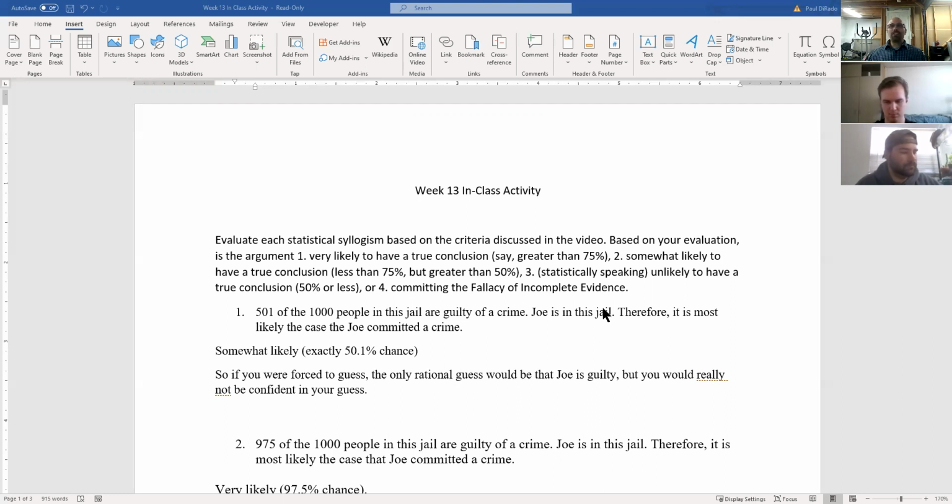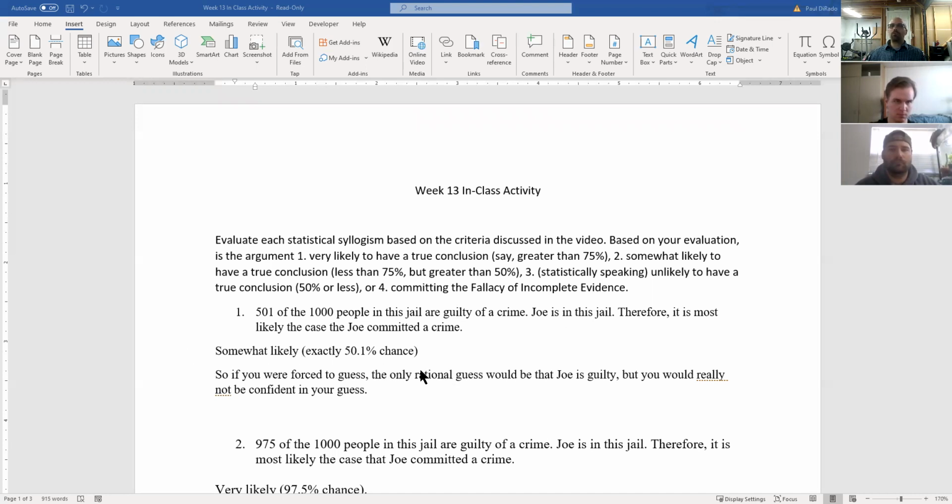Based on all the information about Joe that you have, the only rational thing to guess would be that Joe is guilty, but you'd be really not confident about it, right? Like that's what you'd grudgingly guess if you were sort of forced, right? But it's barely more than a 50-50 chance that he actually has indeed committed some sort of crime, right? So if you were forced to guess, you'd guess it, but you wouldn't be confident.